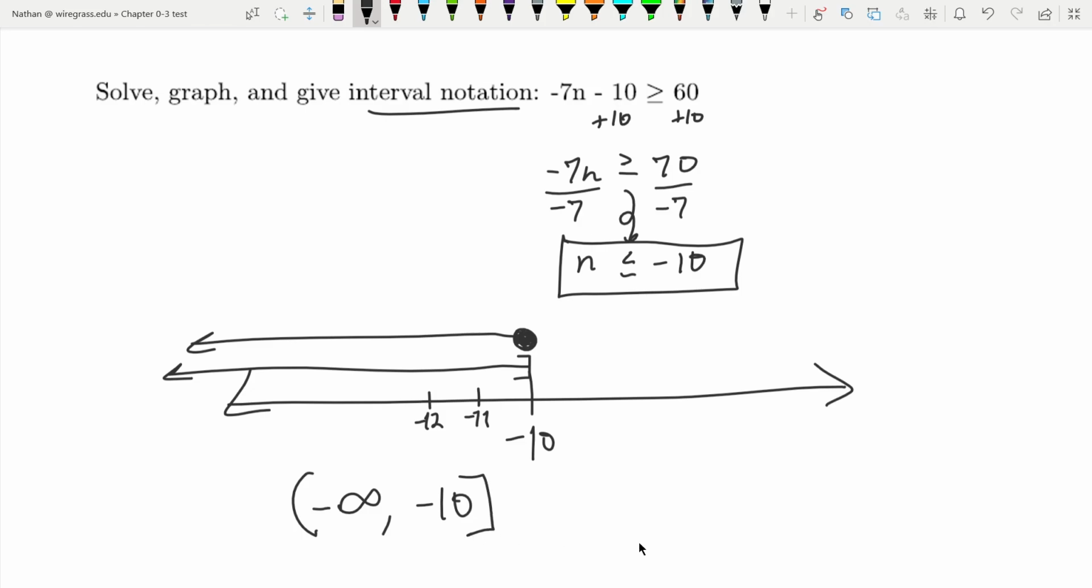So that's why I recommend using the bracket notation instead of the open or closed dot notation, because it directly relates to interval notation. So we have our solution, the graph, and the interval notation.